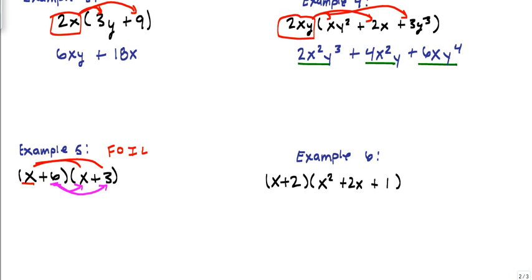So when we multiply this, we use the FOIL: first, outside, inside, last. So I'm going to do the first term times the first term. That gives me x times x, so that's x squared. And then I do the outside terms, which is x times 3, so that's 3x. And then the inside terms, 6 times x, so 6x. And the last terms, 6 times 3, 18. When I combine like terms, I get x squared plus 9x plus 18.